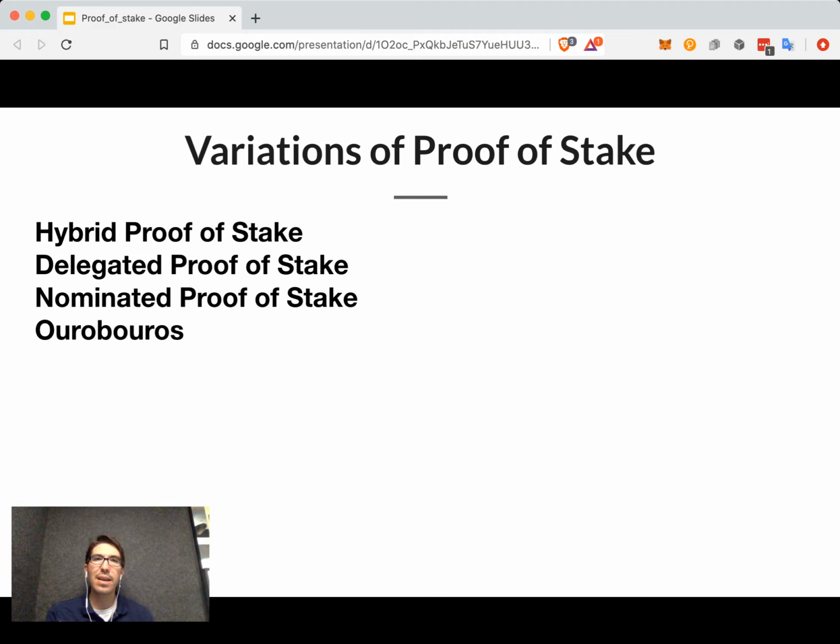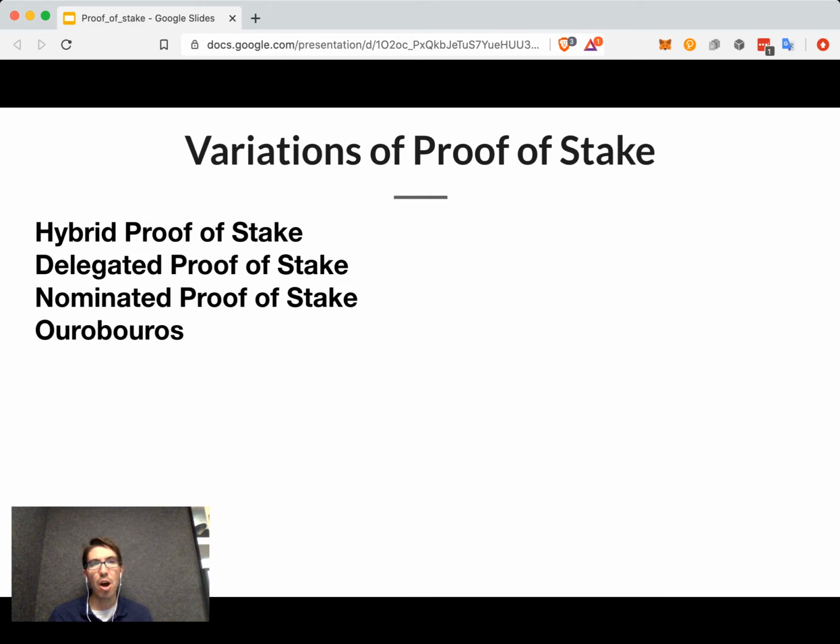Delegated proof of stake allows you to give some of your stake to a block producer. So basically lend it to them. You still own it, but you give them the ability to produce blocks on your behalf without staying online, and then they will share in the rewards with you as payment for staking with them.